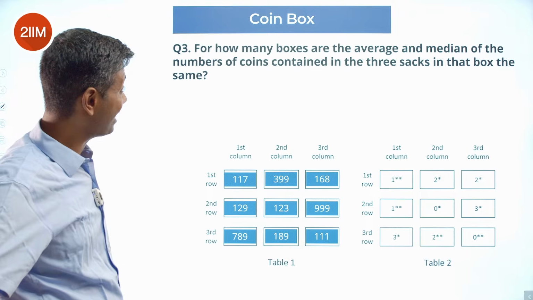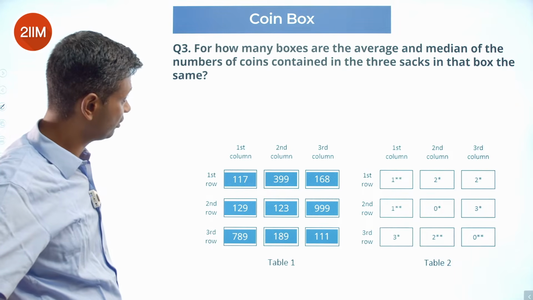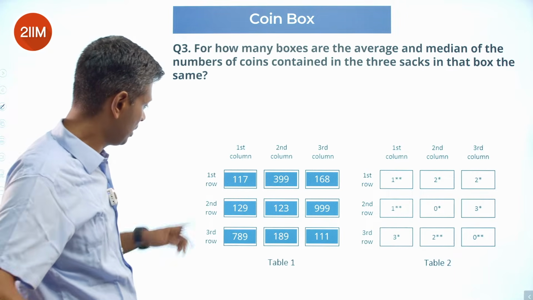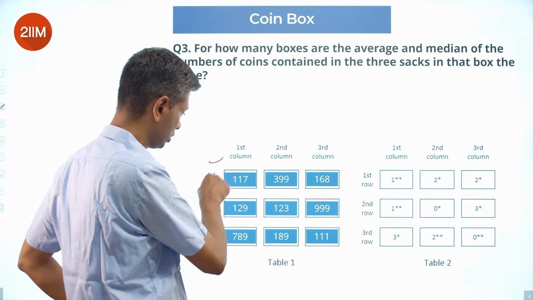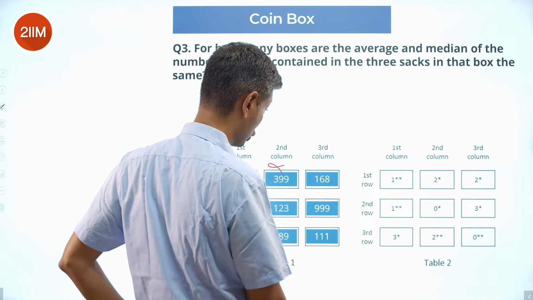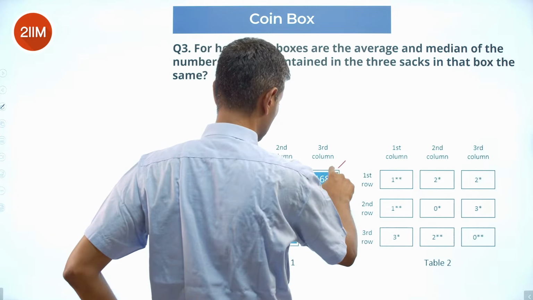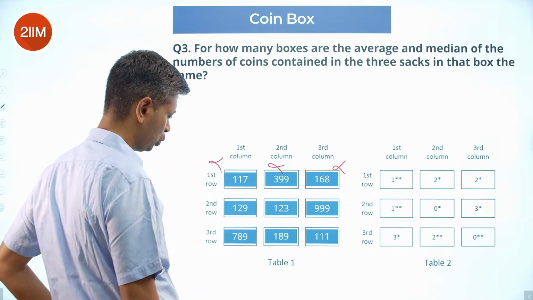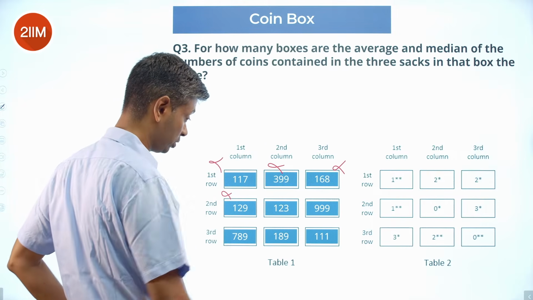For how many boxes are the average and median of the numbers of coins contained in the 3 sacks the same? That box, median is 1, average is 3, not this. Median is 9, average is not 9. Median is 6, average is 5, not this. Median is 2, average is 4, not this.